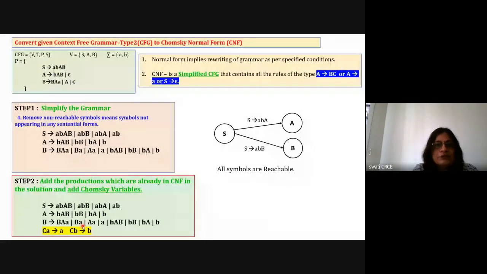Of the conversion from CFG to CNF. Okay, so the first step of conversion of CFG to CNF, the simplification of the grammar, is over. And now this is the input to step 2 of this conversion.